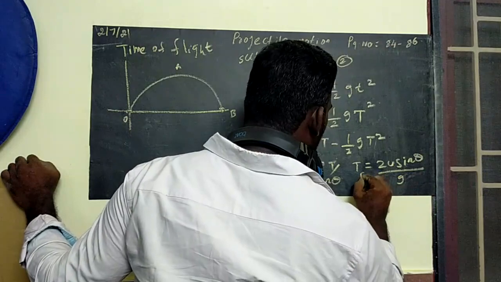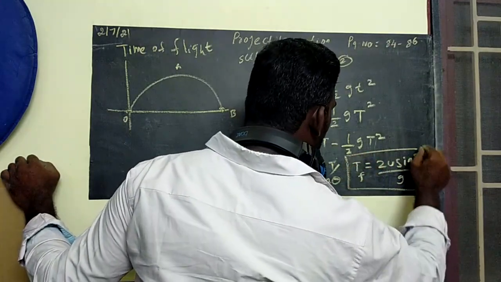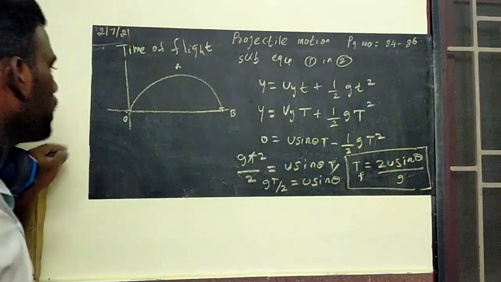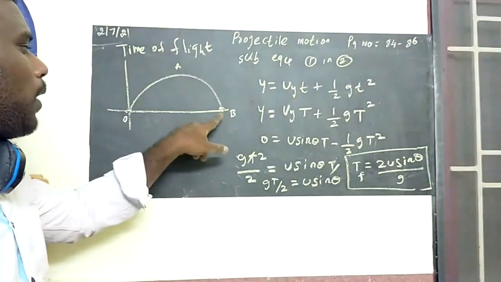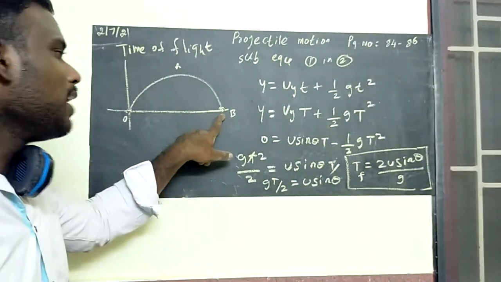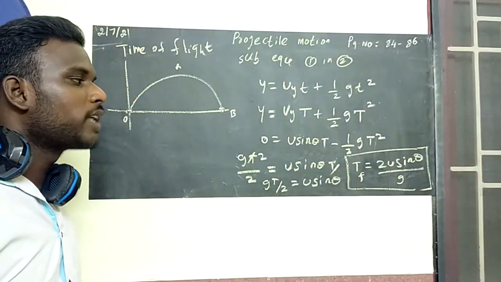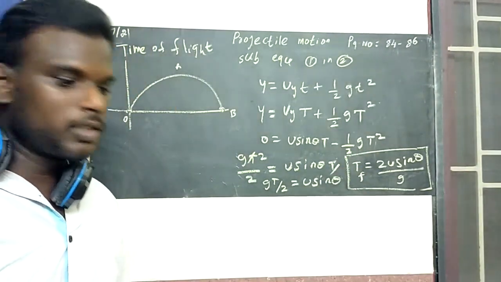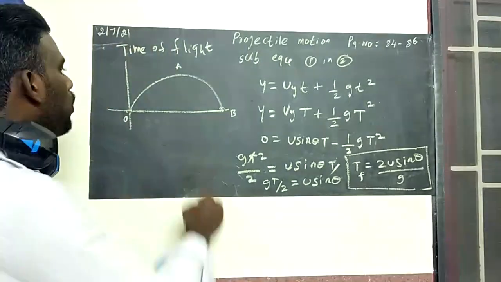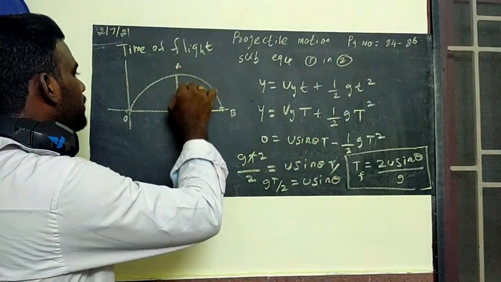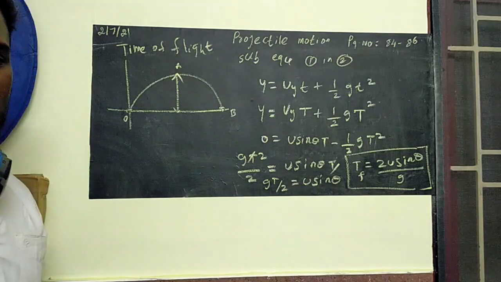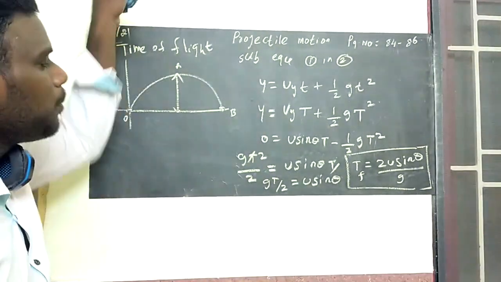So this is called the time of flight, which means the total time taken between the point of projection and the point where it hits the ground. Tf is equal to 2u sin theta by g. Is that clear? Next I want to know the maximum height, which means the maximum height attained by the body.